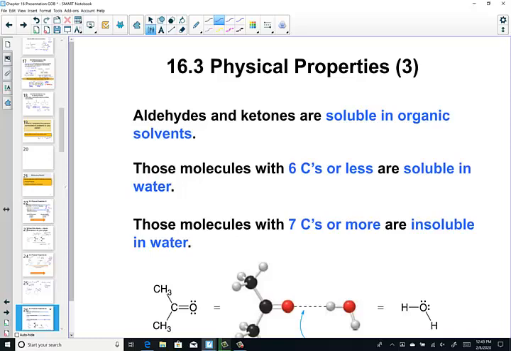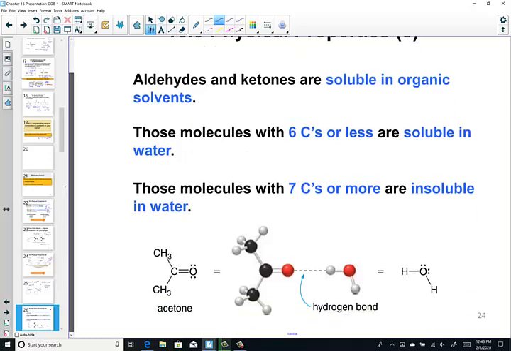Aldehydes and ketones are always soluble in organic solvents. And it takes small molecules, just as we saw with alcohols and with ethers. These molecules that only have 6 carbons or less can also be water soluble. The molecules that are 7 carbons or longer, the non-polar region will dominate and they become insoluble in water.